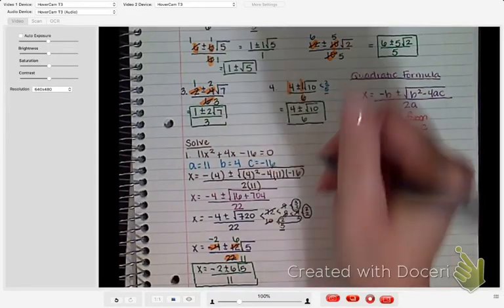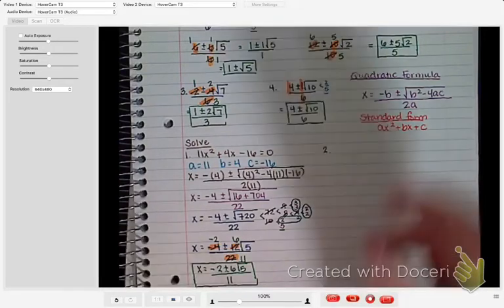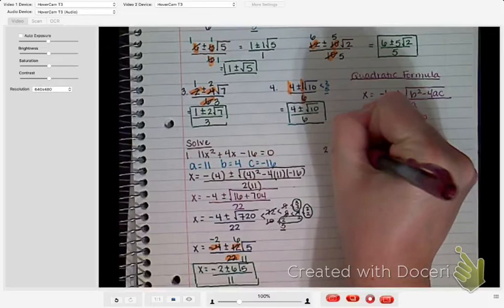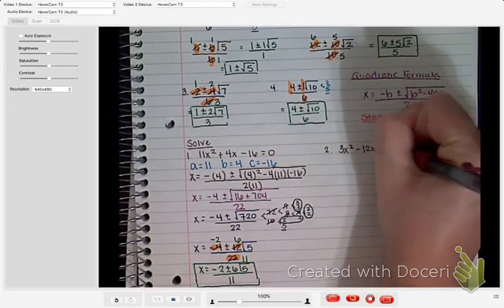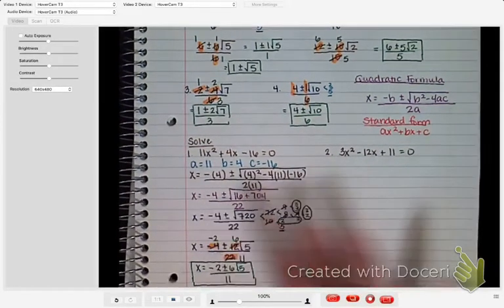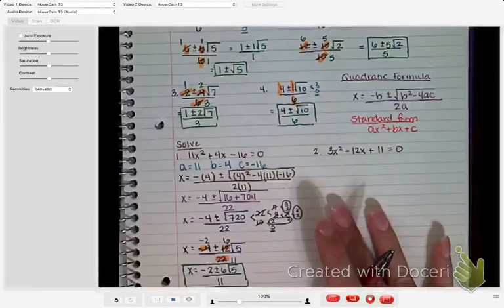Okay, let's do one more. I'm going to give it to you. My recommendation would be to pause the video and try it and see how far you can get on your own, and then press play when you're ready to go. I'm going to do a brief pause, but I'm going to keep going. So your equation is 3x squared minus 12x plus 11 equals 0. So at this time, again, I would pause the video and try it on your own. And then when you're ready, come back.